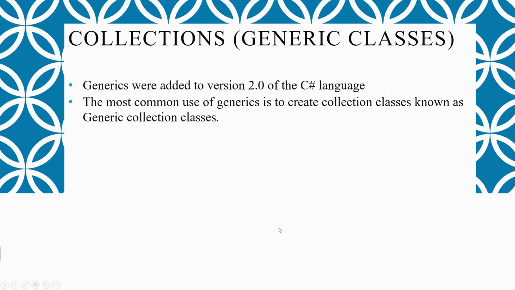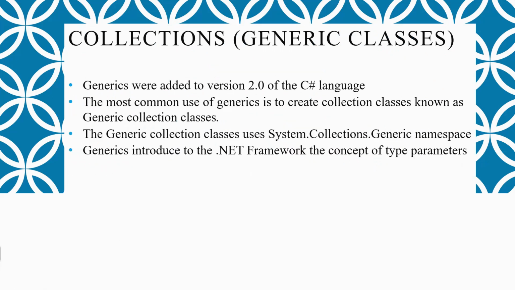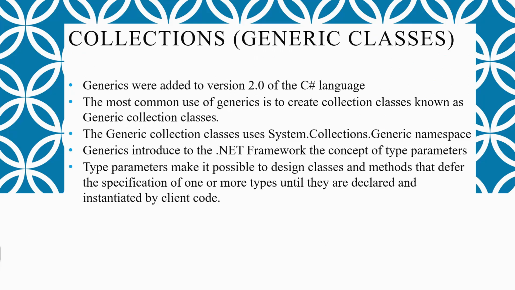Now, the generic collection classes were added in version 2.0 of the C# language, and the most common use of generics is to create collection classes known as generic collection classes. The generic collection classes use the System.Collections.Generic namespace. Generics introduced to the .NET Framework the concept of type parameters. Type parameters, or T in general within a pair of angle brackets, T is the type parameter.